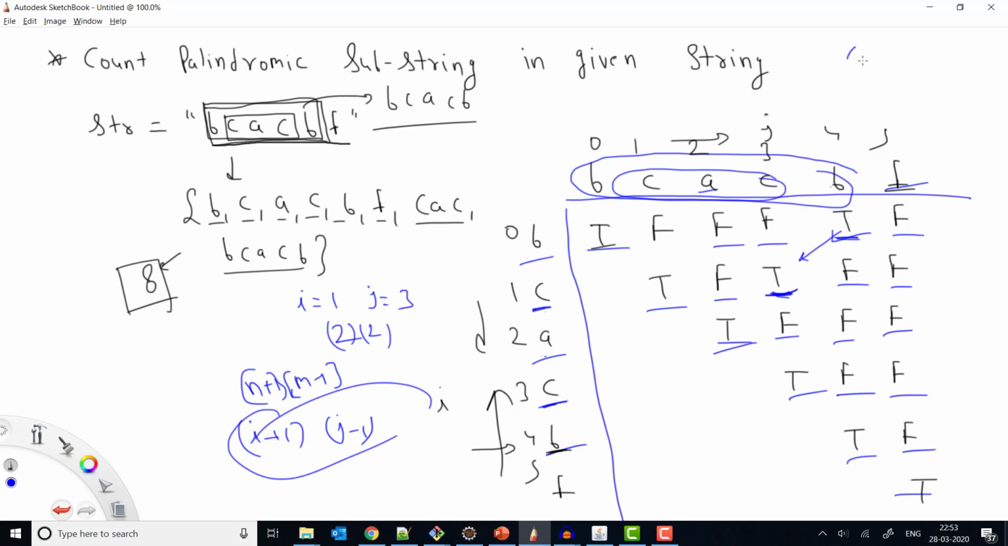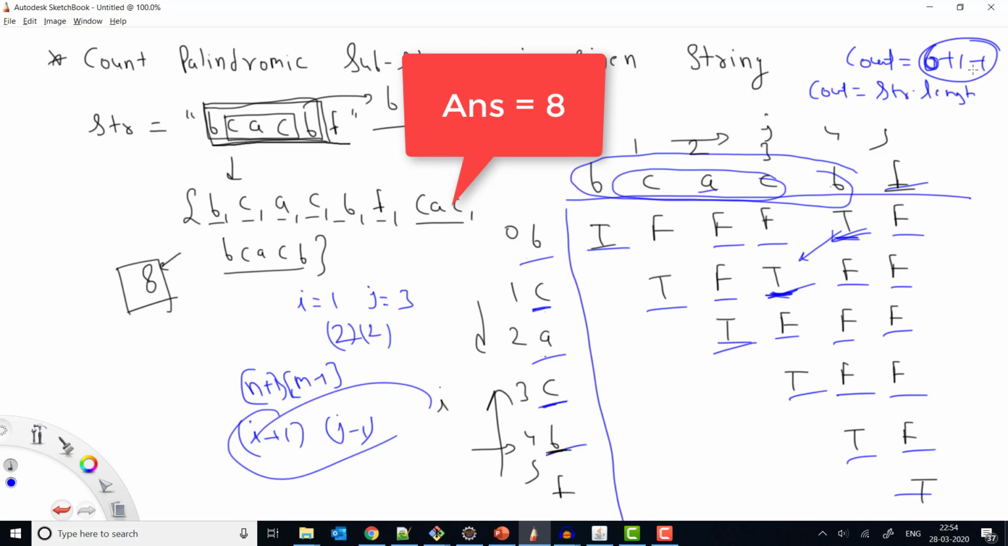Whenever you achieve a true, I will increase the count. At the starting my count will be 0, and then whenever I keep on filling the value... Actually, I can start my count with the string length, 6, because I know that there will be at least one palindromic substring of length 1, right? Now whenever I'm filling the value and getting true, I will increase the count. At the starting it was 6, then I got the true here, I will add 1. Then I got here, I will add 1. So at the last my answer will be 8, right?